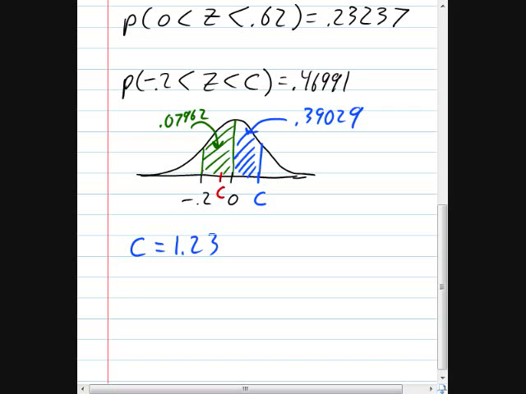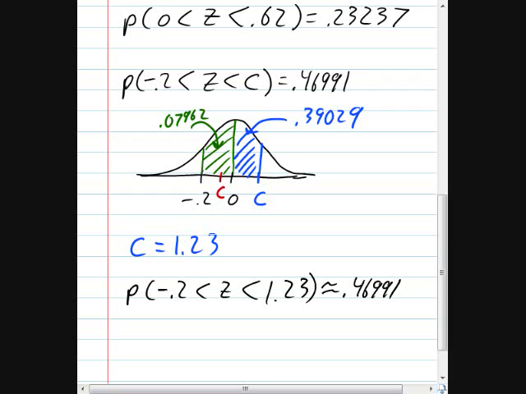We can test this by solving the problem P, the probability of negative 0.2 less than Z less than 1.23. And if we solve this problem using either the table or our calculator, we should find that it's approximately equal to 0.46991, the area we were looking for.